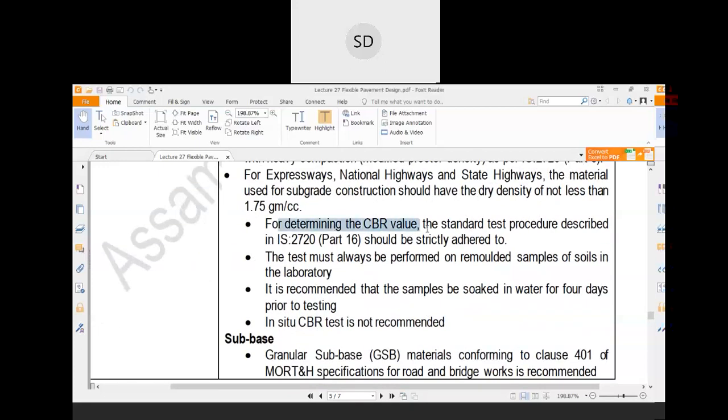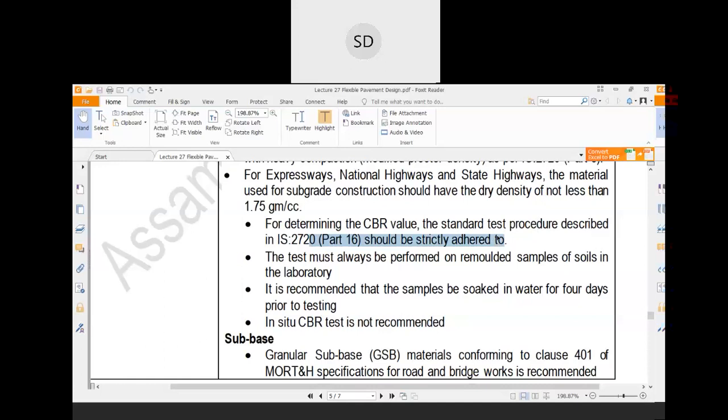For determining the CBR value, the standard test procedure described in IS 2720 should be strictly followed. You already know about the CBR test, so whatever parameters, components and procedures are associated with the CBR test, all these should be followed. During our discussion about the CBR test, we discussed that there are two types: one is the soaked CBR test and another is the unsoaked CBR test. Whenever you perform this laboratory test, you have to consider these two tests.